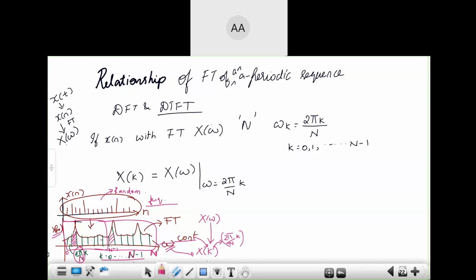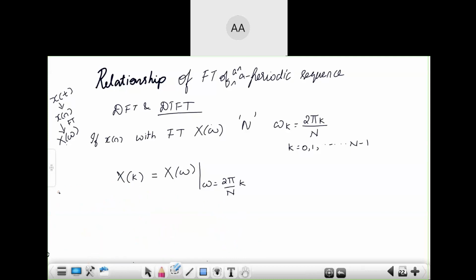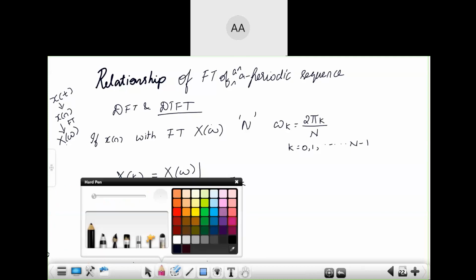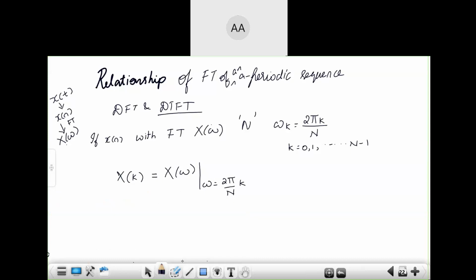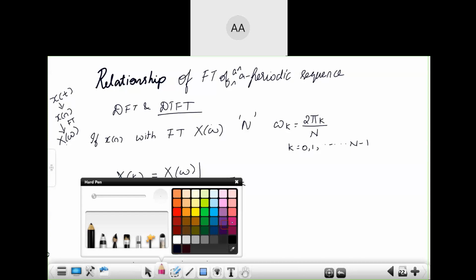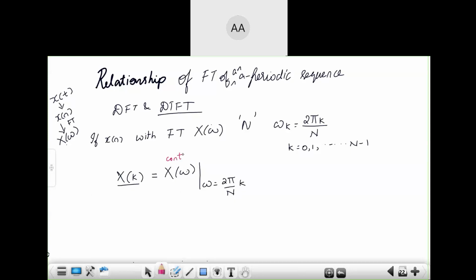All of you? If you have understood this, it's very simple. I'll write it in notation also, and you will understand. Let me clear this. If you understood that, what is the meaning of this? X of k, the sampled frequency domain values, is nothing but x of omega. This is a continuous value, which you are sampling at the rate of 2 pi by n into k. That is the meaning of this.